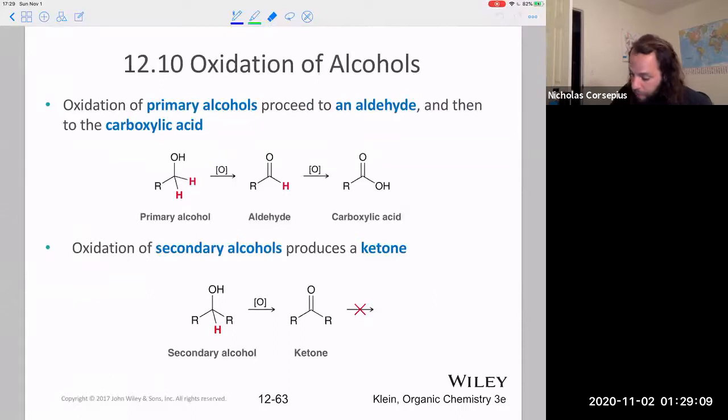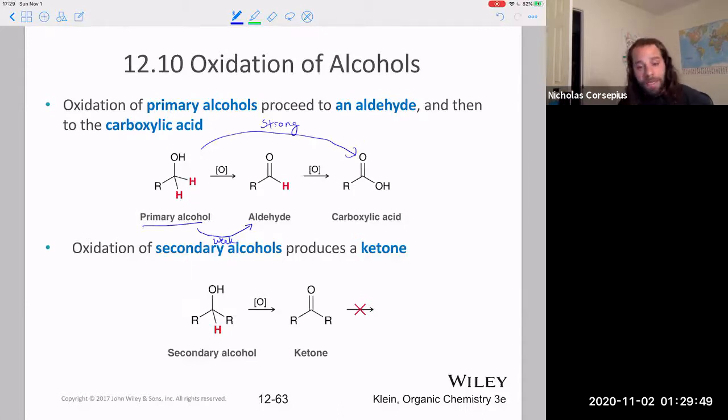If we have a primary alcohol, we can oxidize it one step to form an aldehyde, and then we can also go one step further and oxidize our aldehyde and form a carboxylic acid. So that would be two oxidation steps. We'll see that a weak oxidizer can stop at that aldehyde step, but a strong oxidizer will go all the way to a carboxylic acid. There's no way to halt a strong oxidizer at that aldehyde step.